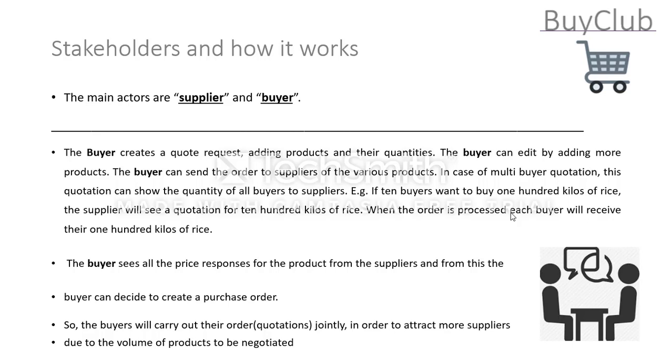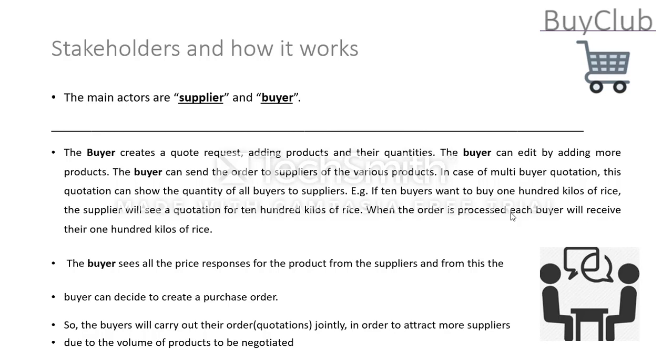How does it work? The buyer creates a quote request, adding products and their quantities. The buyer can edit by adding more products. The buyer can send the order to suppliers of various products. In the case of a multi-buyer quotation, this quotation can show the quantity of all buyers to suppliers. Example, if 10 buyers want to buy 100 kilos of rice, the supplier will see the quotation for 100 kilos of rice. But when the order is processed, each buyer will receive their 100 kilos of rice.